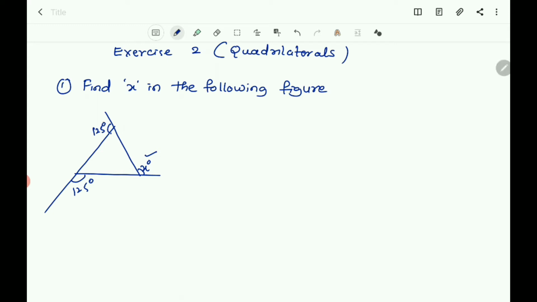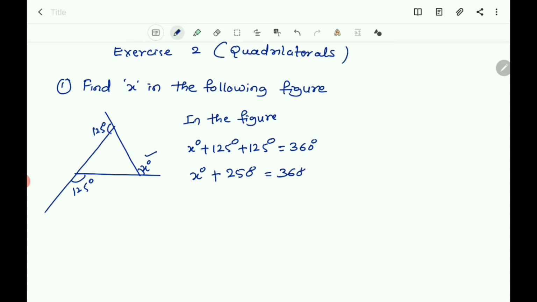So in the figure you write x degree plus 125 degree plus 125 degree is equal to 360 degree, because you know that sum of exterior angle of a polygon is equal to 360 degree. The triangle is also a polygon. Now x degree plus 125 plus 125 is 250 degree, that is equal to 360 degree. Therefore x degree is equal to 360 degree minus 250 degree, that is equal to 110 degree. So you got the value of x is 110 degree here.